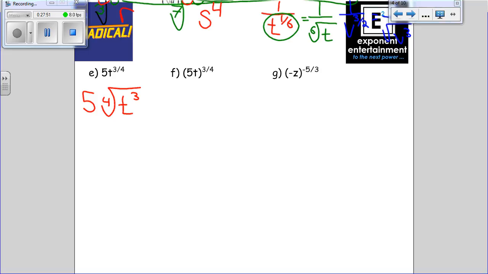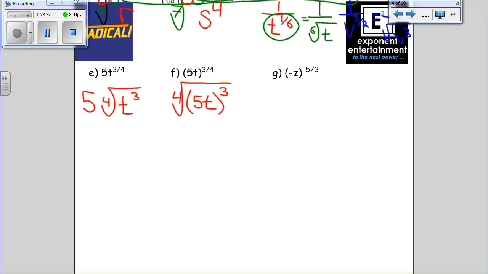Now if you look at f, f is different, because now they put brackets around. By putting brackets around, they're saying the 3 divided by 4, that is part of 5. So now the 5 does have to go underneath the root sign. So when we do that, I would make it look like this. I go 4th root, bracket, 5t, bracket, cube. Like that. So you notice that the bottom became the index. Everything else stayed the same. The 5t to the power of 3 is still sitting there.